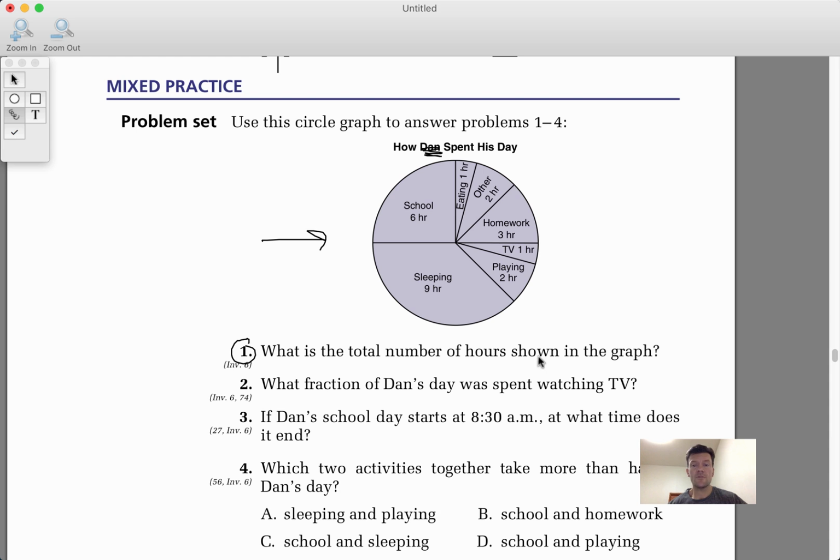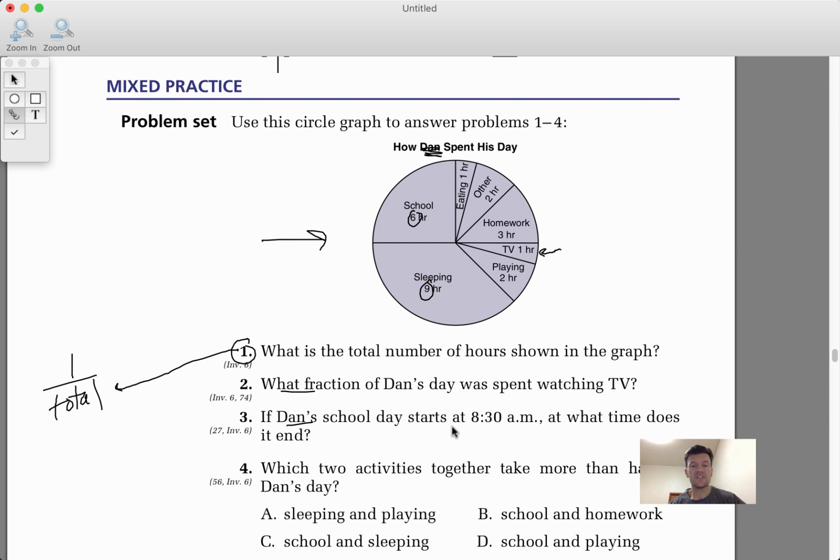What is the total number of hours shown in the graph? Well, what you're going to have to do is add up all of the individual hours for each part, each piece of the pie graph or the circle graph. Okay? What fraction of Dan's day was spent watching TV? You have to find that particular part of the pie graph. It's 1 hour, so it's 1 hour over the total.